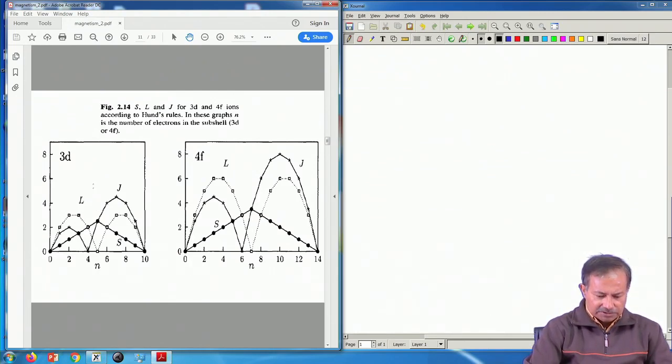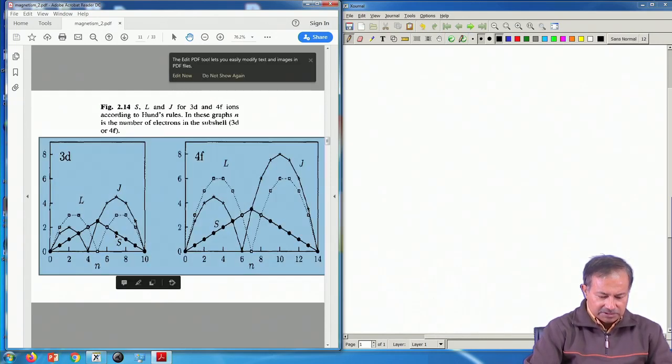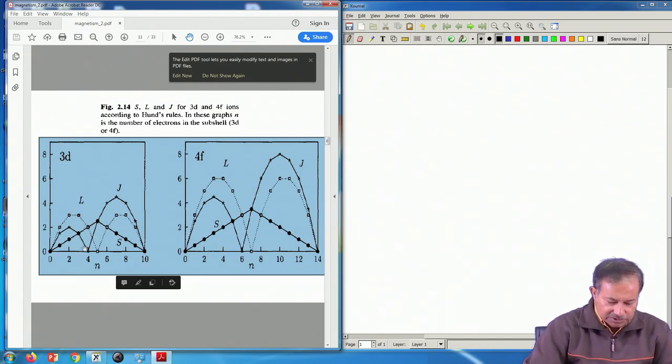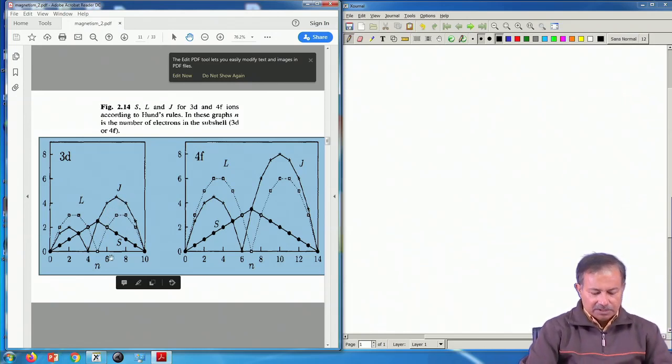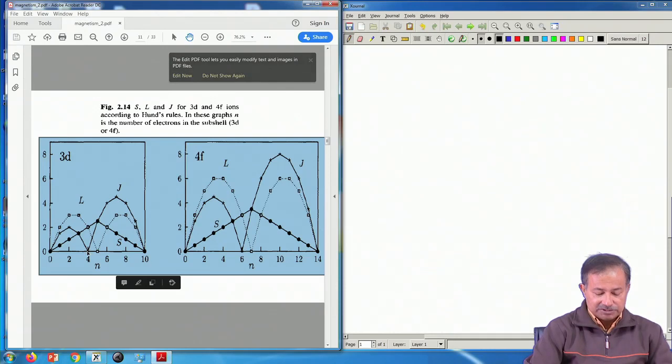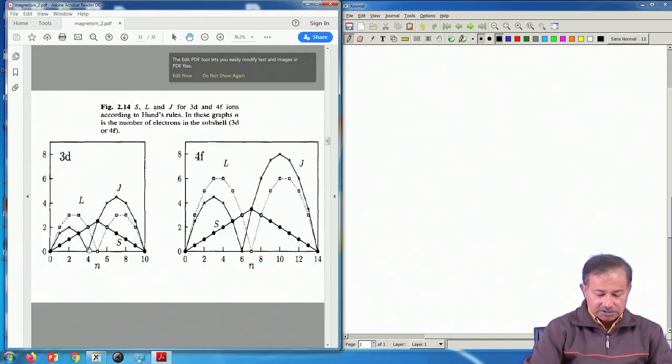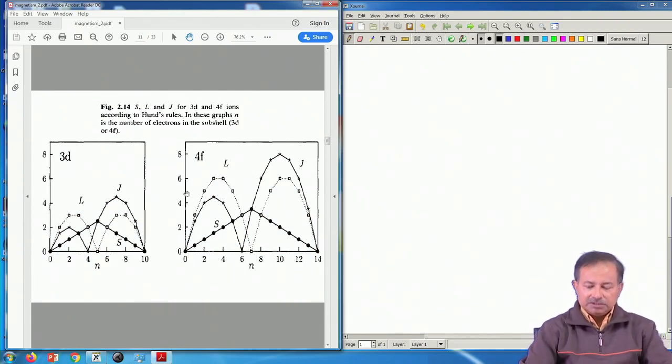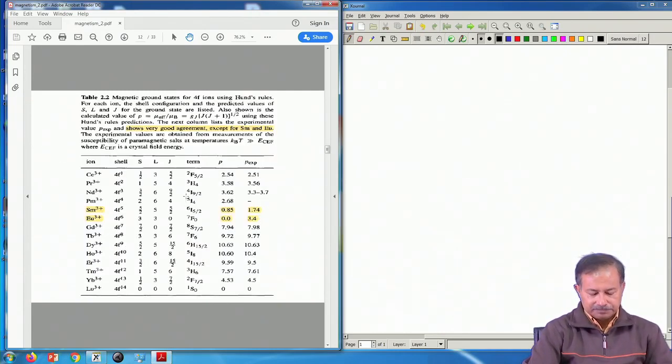If you look at this, this is L, this is S, the solid line is S, this dotted line is L, and this solid line with stars is the J. And as I showed, just 1 less than half filling, you have this J turning out to be 0. Similarly, here also at 6, here at 4. So, this is basically the atomic table being plotted here.